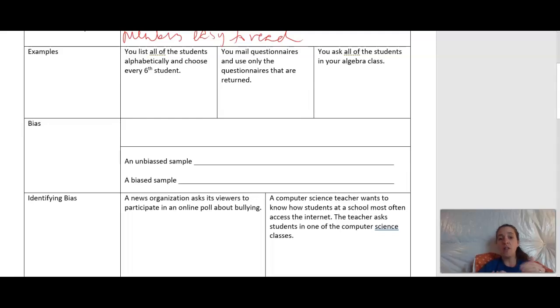So you list all of the students alphabetically and choose every sixth. Well, to me, that's a systematic way because there's a rule in place. So that's a systematic sample.